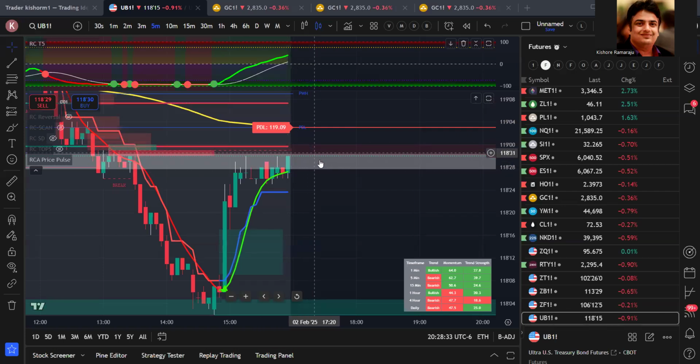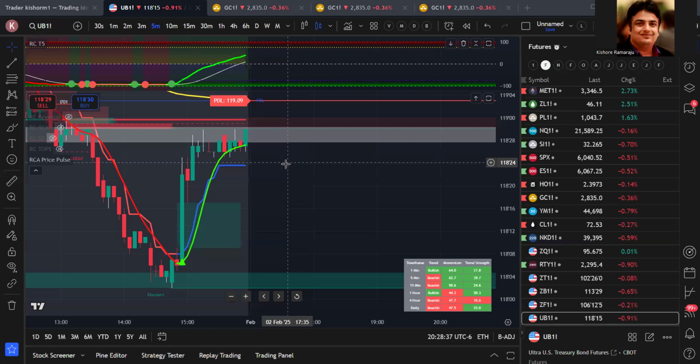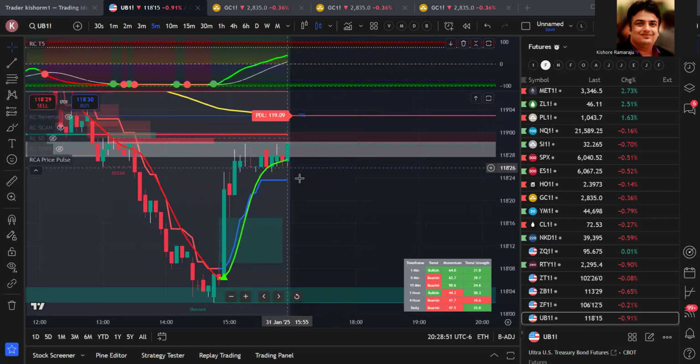Or if it touches this and you see a red candle and it starts dropping, you take a short, and with every tick you get $35 with two, three contracts. Just two, three ticks if it drops. That's it. You made your three, $400 for the day. So like that.